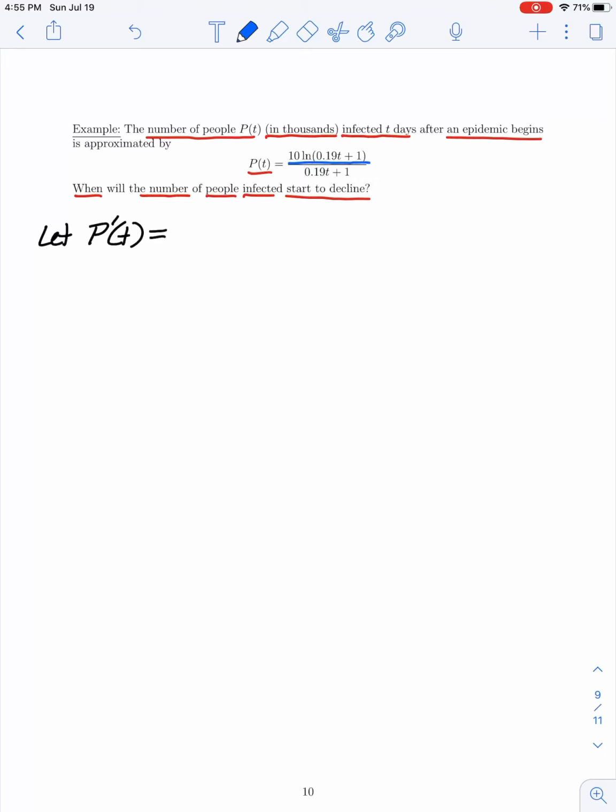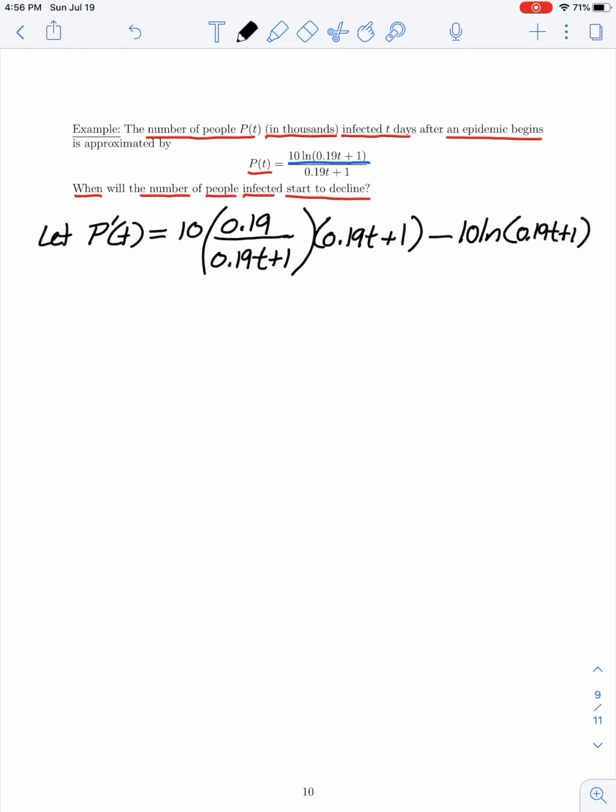So let's start there. The quotient rule says we first differentiate the numerator. So we would have 10 times the derivative of the natural log of a function, which is given by the derivative of the inner function, in this case 0.19, divided by the inner function itself, 0.19t plus 1. So that is the derivative of our numerator using the chain rule. And then we multiply by the denominator, which was 0.19t plus 1. Then we subtract the product of the numerator, which is 10 natural log of 0.19t plus 1, times the derivative of our denominator, which would be 0.19. And then the entire expression is divided by our denominator, 0.19t plus 1 squared.